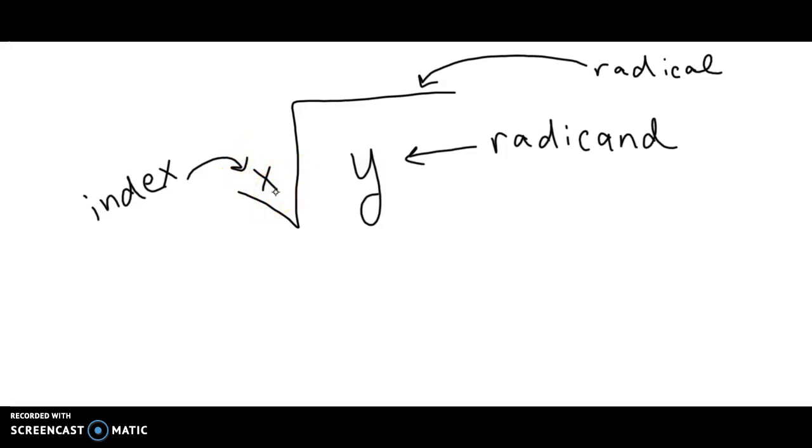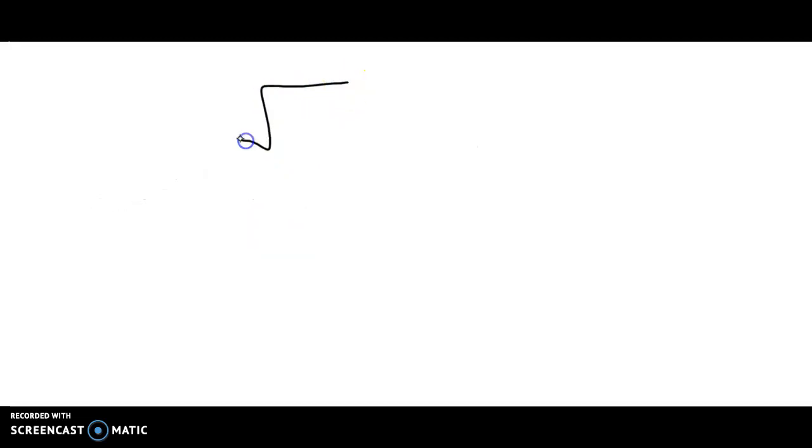So maybe we have the cube root of 8. What we need to do is find a number that when you multiply it times itself 3 times, you get 8. And I know that 8 equals 2 times 2 times 2. So the cube root of 8 is just the number 2.